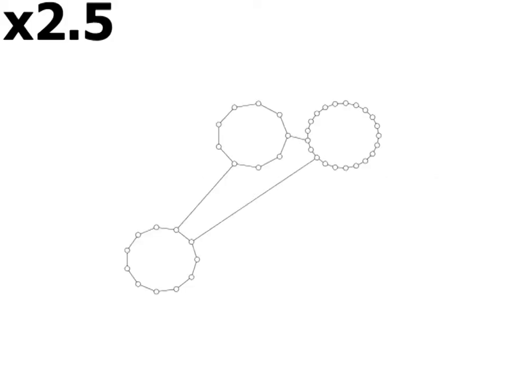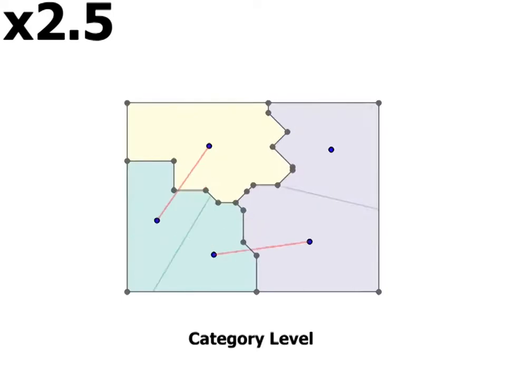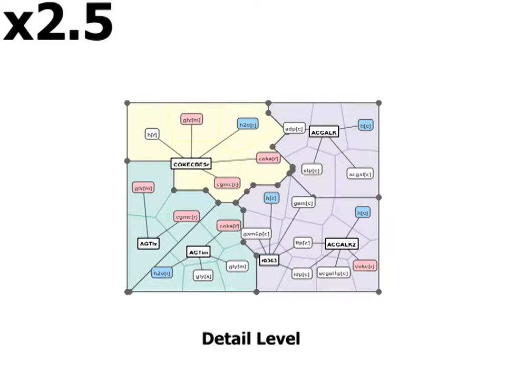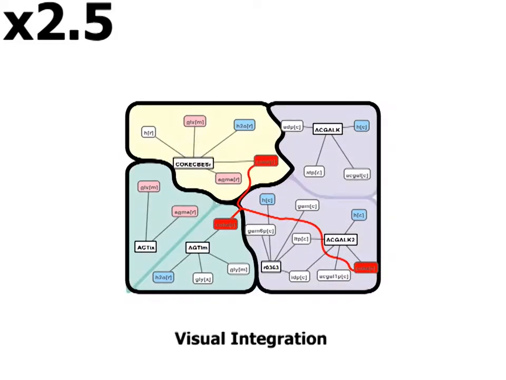The present algorithm computes the result in 4 phases, including category level, component level, topology level, and detail level space partitioning, with several improvements such as curvy contours and paths.